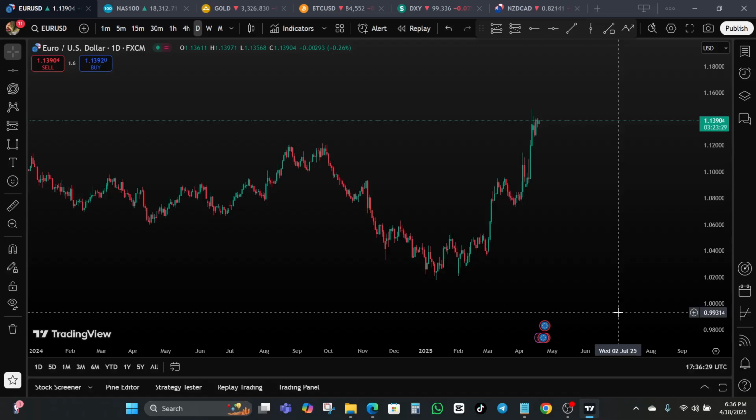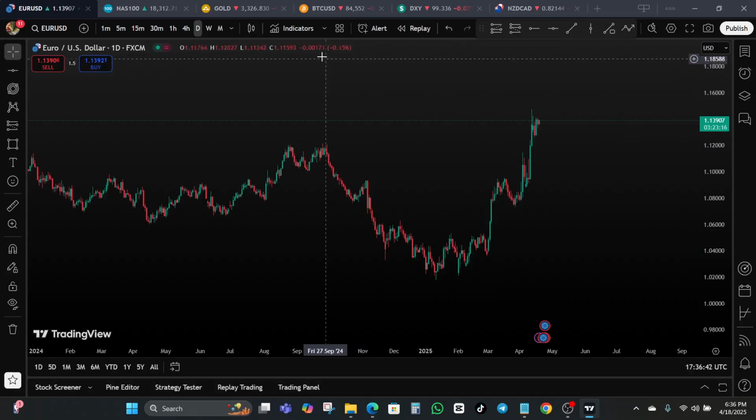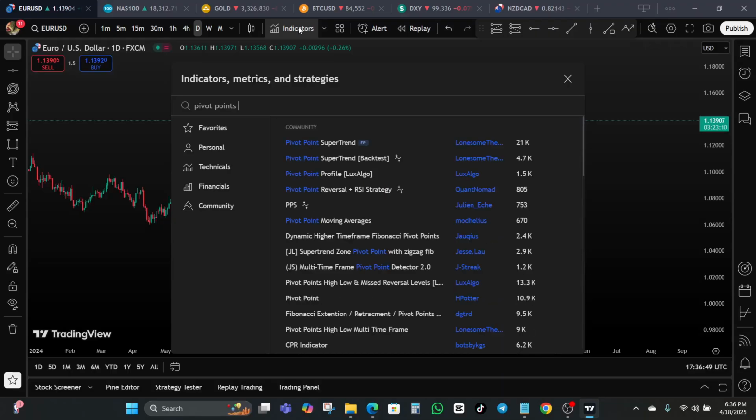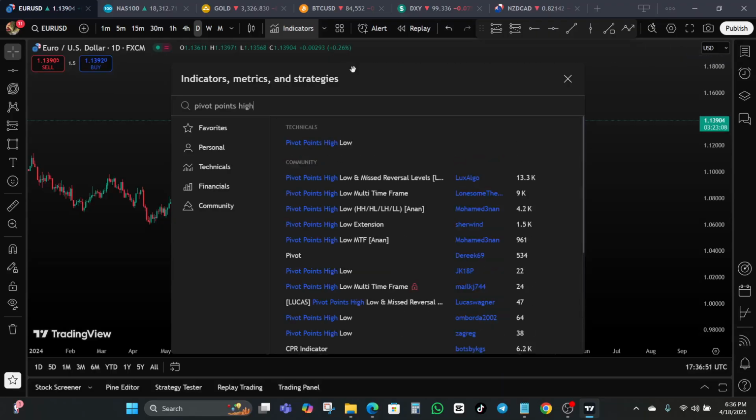In this video, we are going to be breaking down a tool that every trader should have on their chart, and that is the pivot point high-low indicator. I'm going to add the indicator to the chart right now. The pivot point high-low indicator.